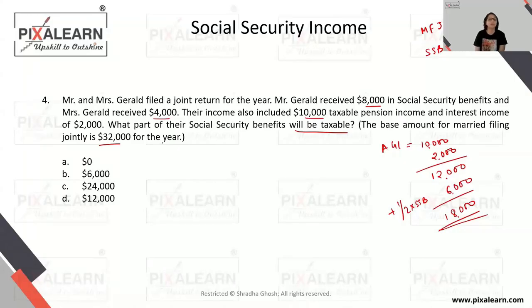Very good. So we are in the below range. So your provisional income is $18,000. It's a married filing jointly couple. We are in the below range. So I know that none of my Social Security benefits are going to be taxable.